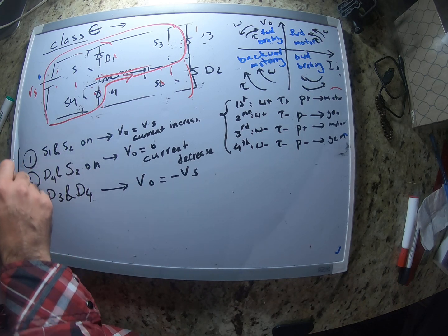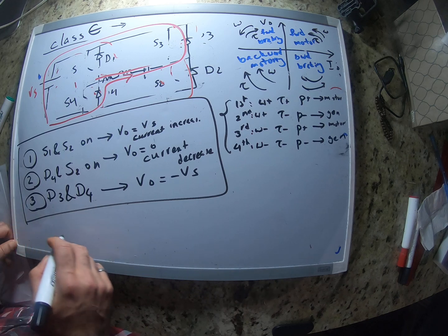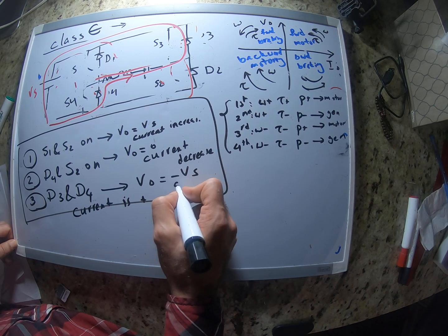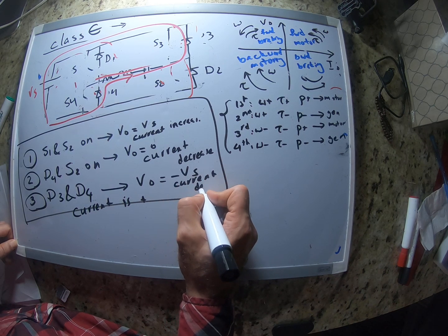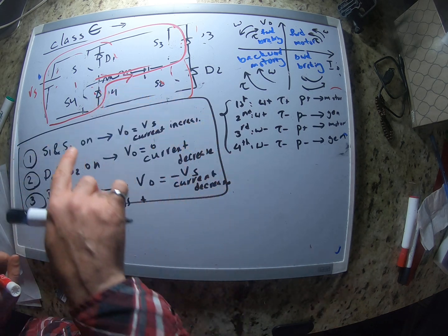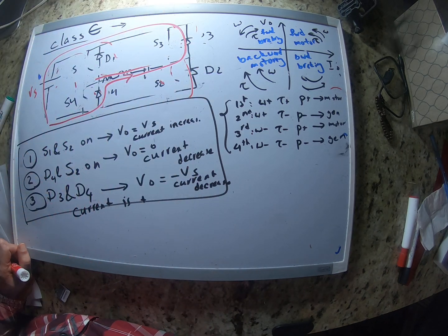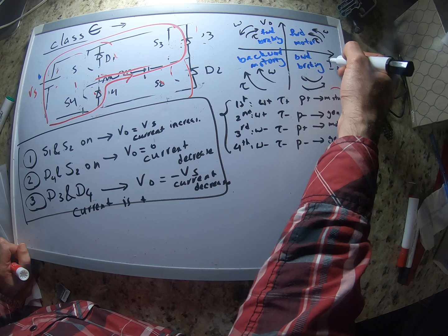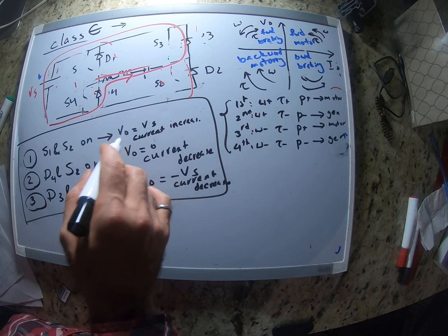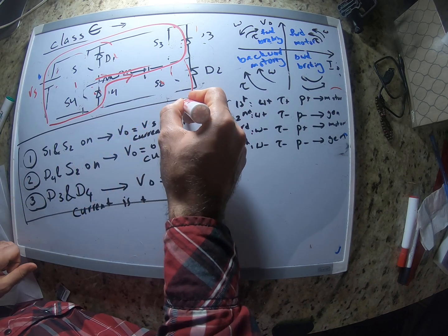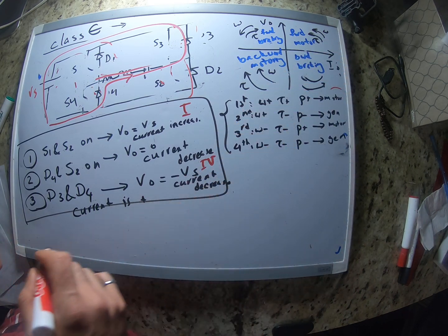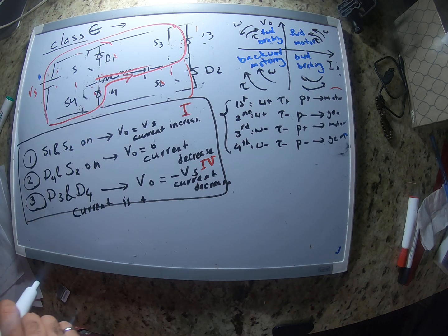So in all of these three cases, current is positive. Current is decreasing here. It's trying to reach, sorry, I made a mistake. Current is decreasing. It's trying to reach 0, basically releasing itself here. So we are in the positive current mode. Current is positive. In this case, we are in the first quadrant. In this case, we are in the fourth quadrant.